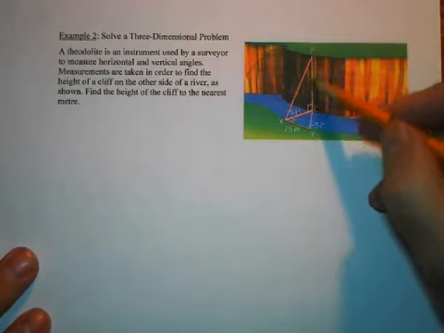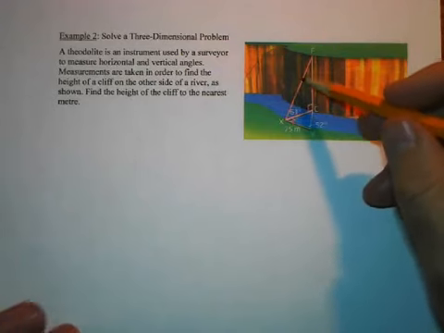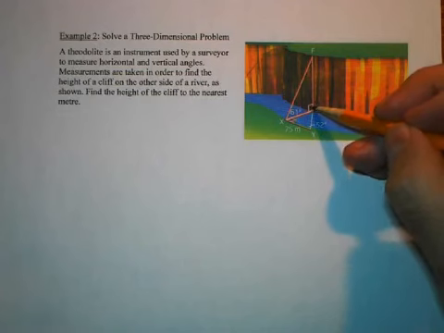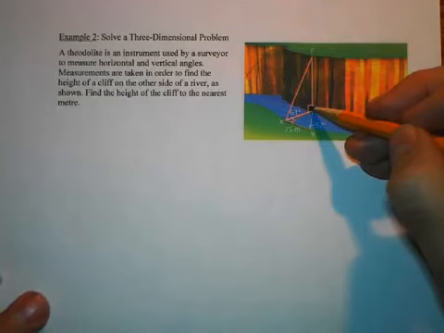Okay, so you've got that triangle there. It's vertical, like it's standing straight up, and you've got a right angle there because this cliff happens to be at a right angle to the river. Okay, so there's your first triangle.